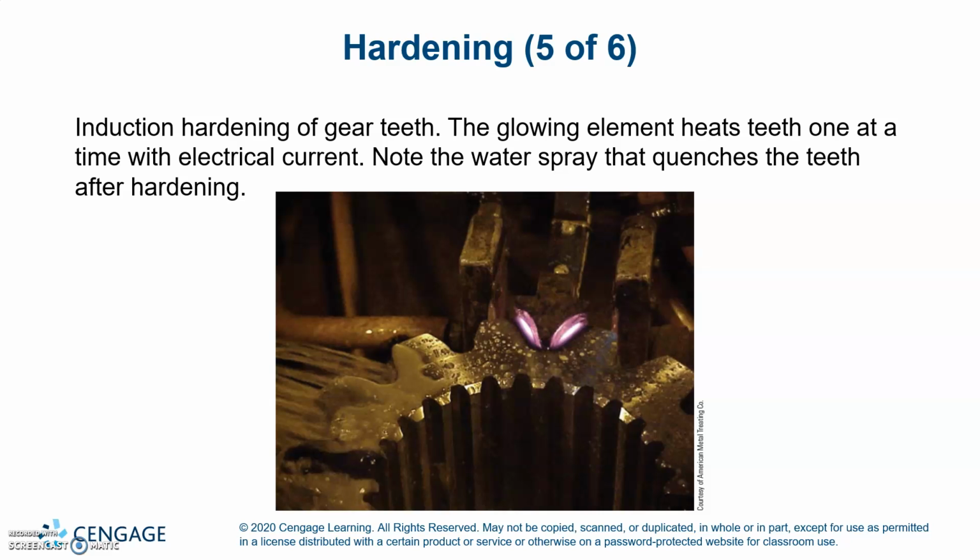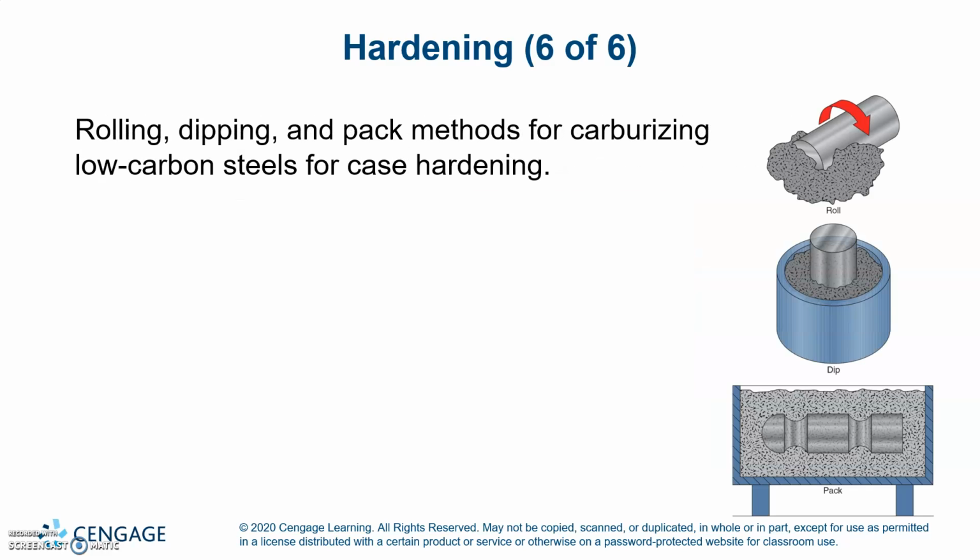Induction hardening of gear teeth. The glowing element heats the teeth one at a time with electrical current. Note the water spray that quenches the teeth after hardening. Rolling, dipping, and pack methods are used for carburizing low carbon steels for case hardening.